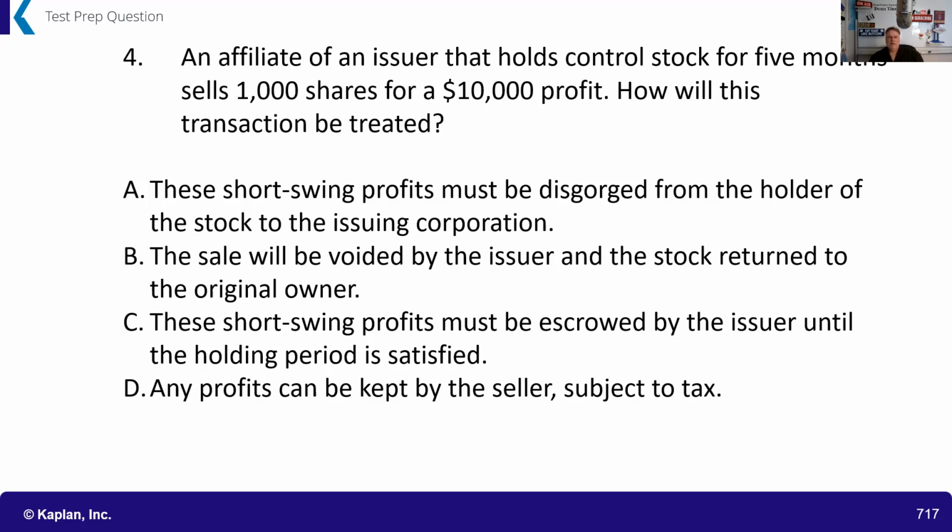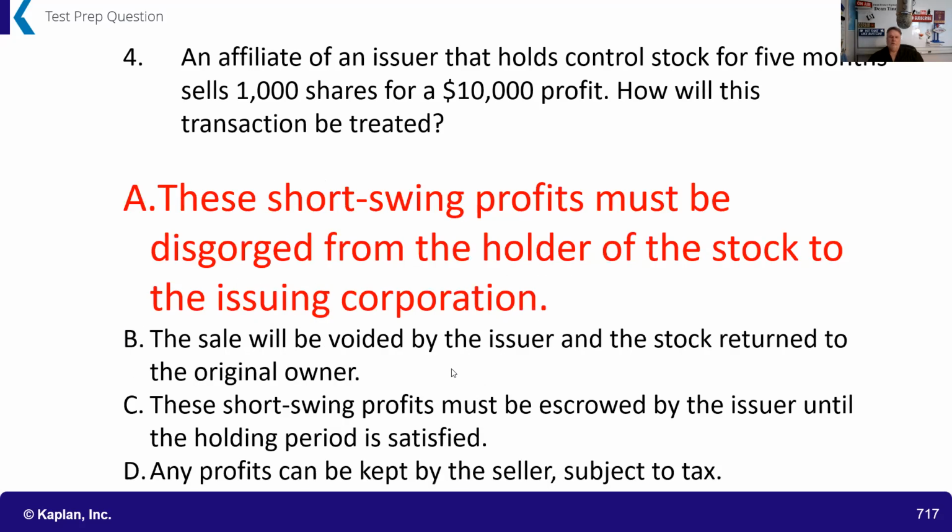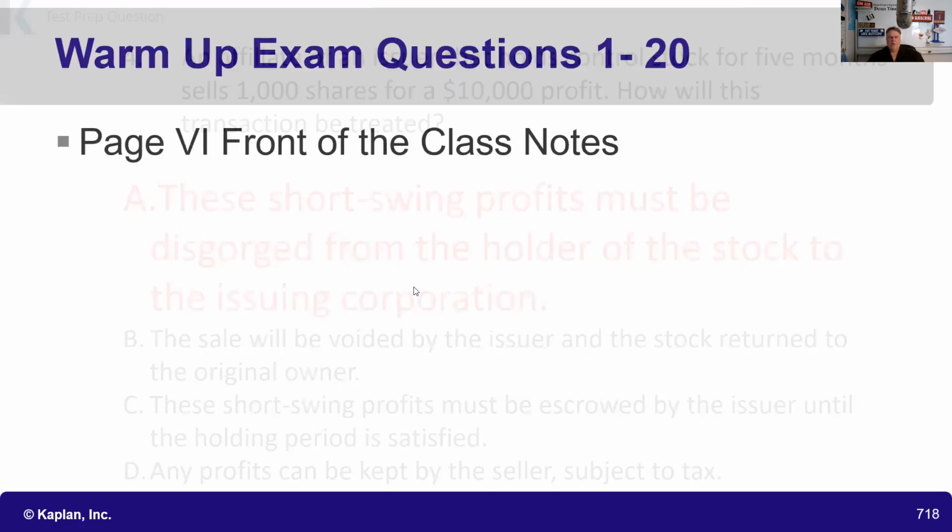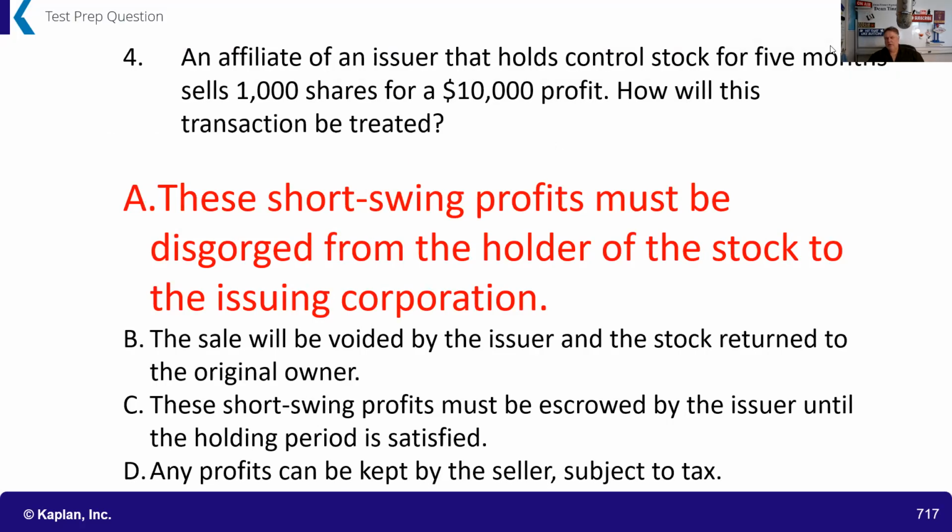We sell 1,000 shares for a $10,000 profit. Sounds like, yeah, we've got a problem here. So short swing is 6 months. And what you have to do, don't you love that word, you have to disgorge it to the issuer. That is very much a test question. Now, when I say it's a test question, I don't mean you're going to see it verbatim. It just means you could expect something along the lines of that, right? It's testable content. So try not to memorize phraseology too much, because that might cause you trouble.